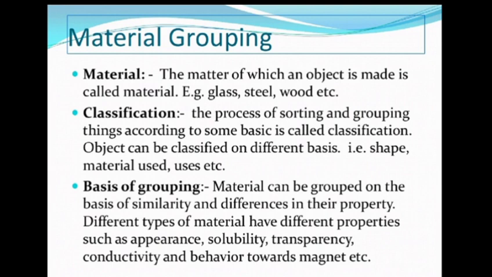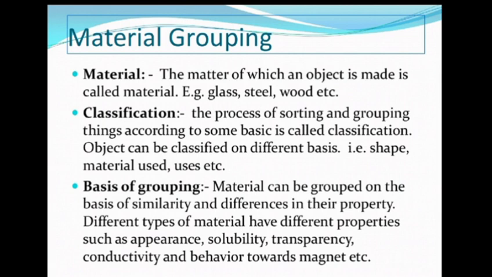Now the classification can be done on different bases. For example, shape, size, color. Then the similarities and the dissimilarities in their properties. On the basis of the materials they are made up of. Now what are materials?